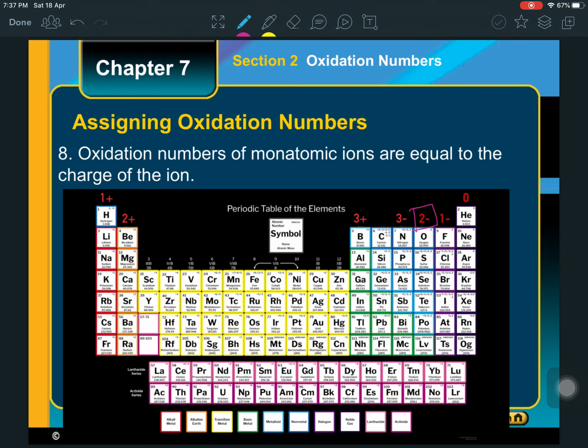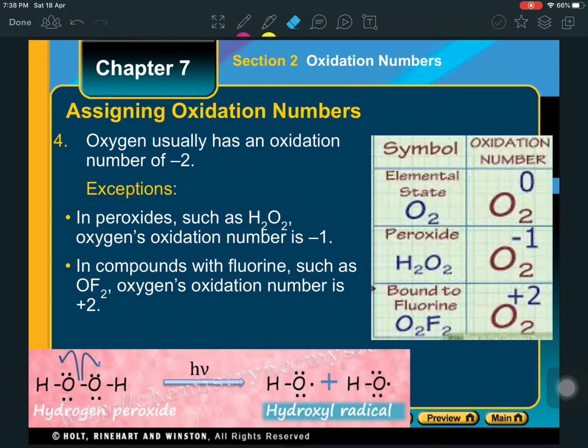Now, the only time this changes is when oxygen is bound to fluorine. Because when it's bound to fluorine, remember we said fluorine is always going to be the more powerful one. It is always going to be the one that steals the electrons. So in this case, oxygen would not have a charge of -2 because it wouldn't actually have more electrical charge or more electrons attached to it. Okay?